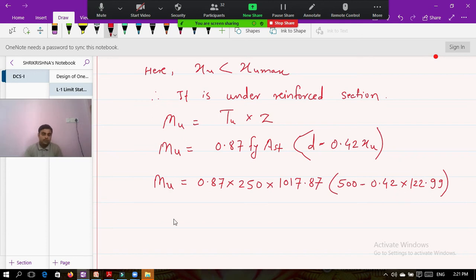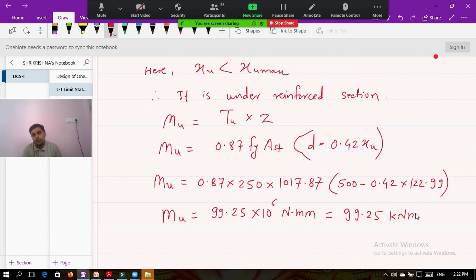If you solve this, then you will get Mu is equal to, what is the value? It is 99.25 into 10 raised to 6 Newton mm. Okay, this is nothing but 99.25 kilo Newton meter.